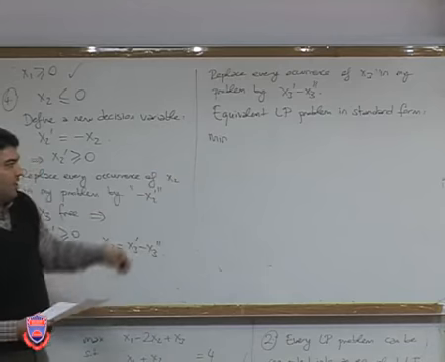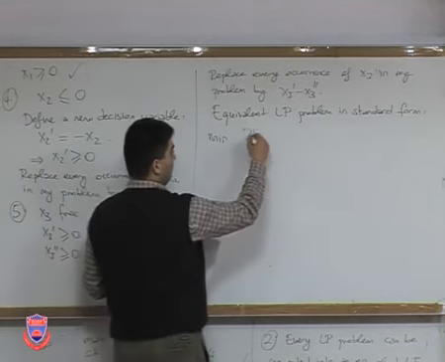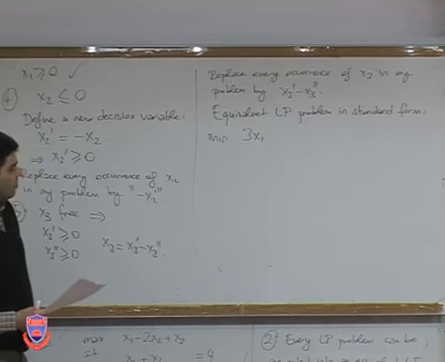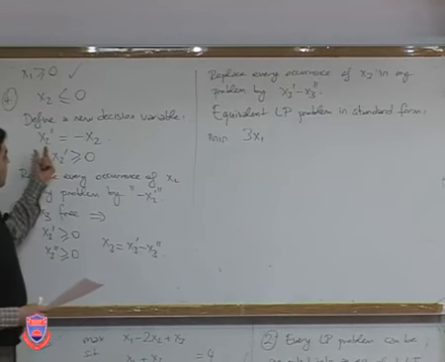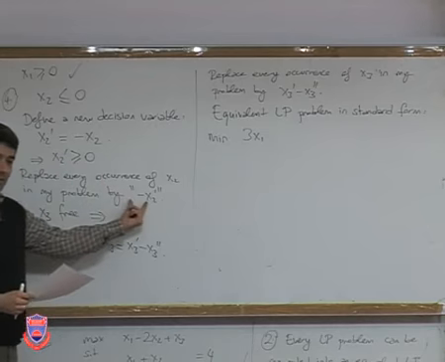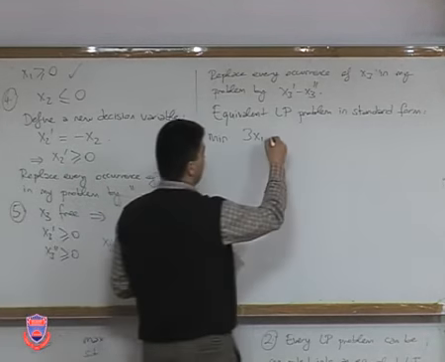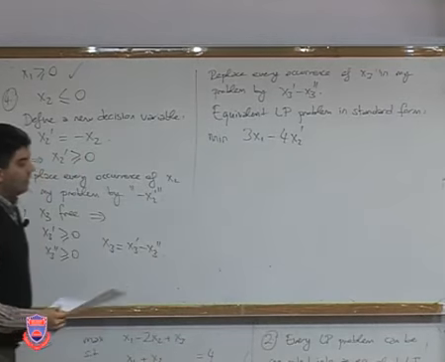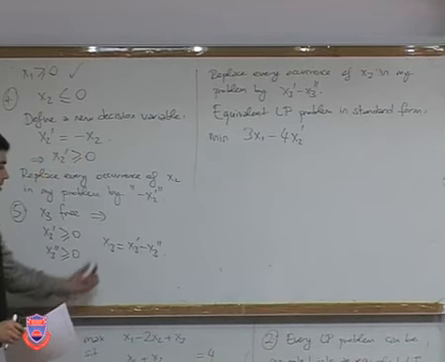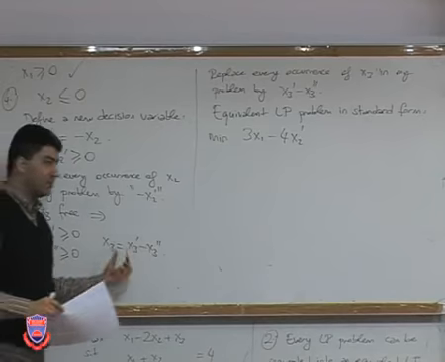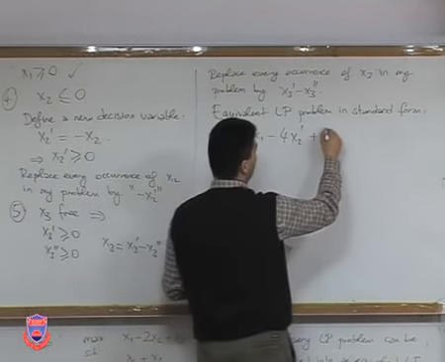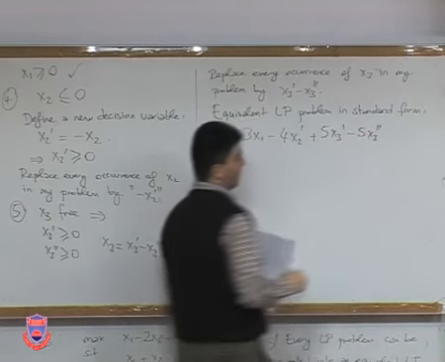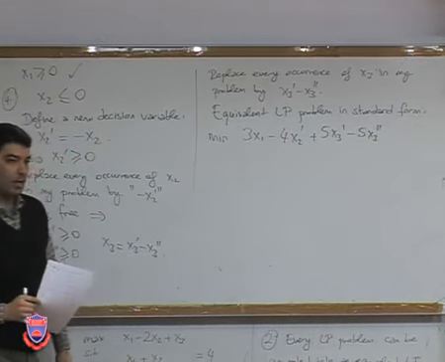Remember, x1 is unchanged, so as a result I'm going to use 3 times x1. Okay? What about x2? Instead of x2, I'm going to write minus x2 prime, which means that I'm going to have minus 4 times x2 prime. And what about x3? I'm going to write this difference instead of x3, so I'm going to have plus 5 times x3 prime minus 5 times x3 double prime. Okay?